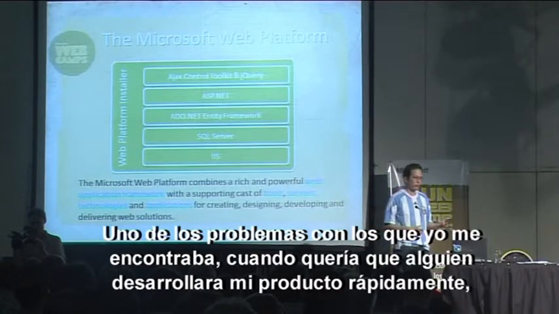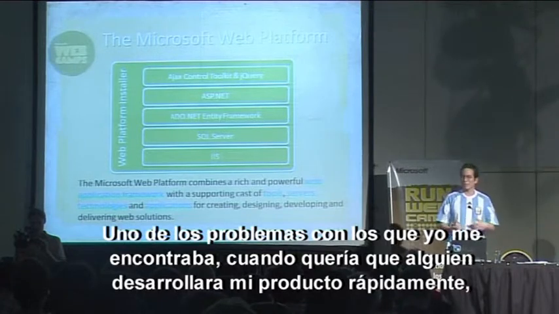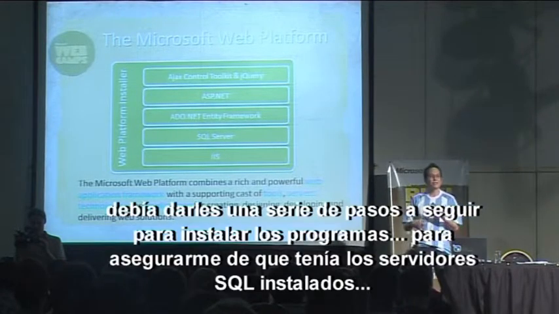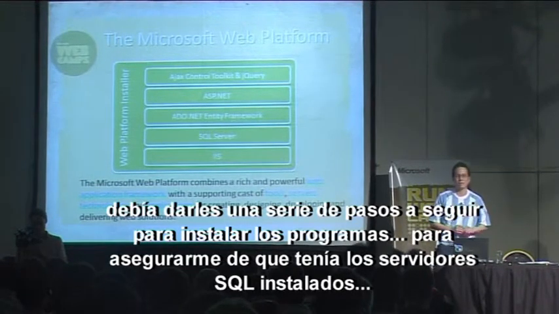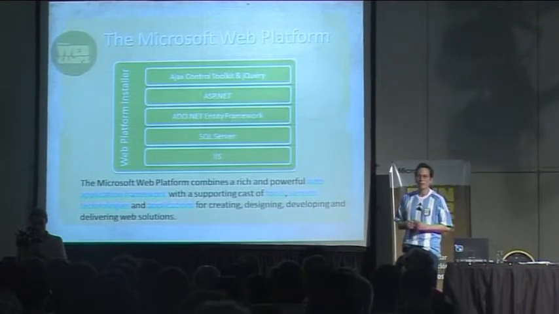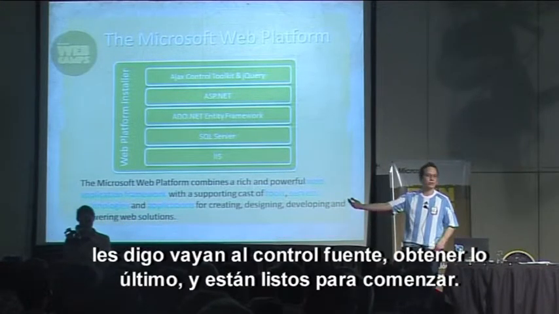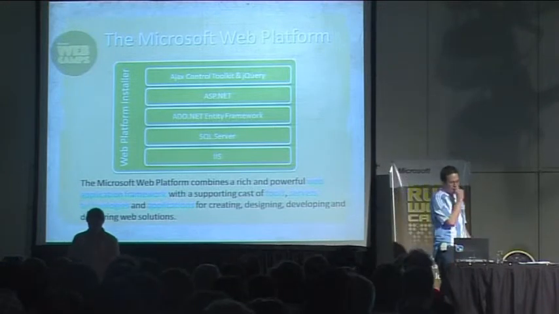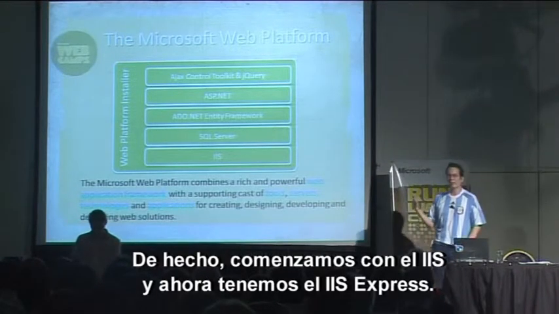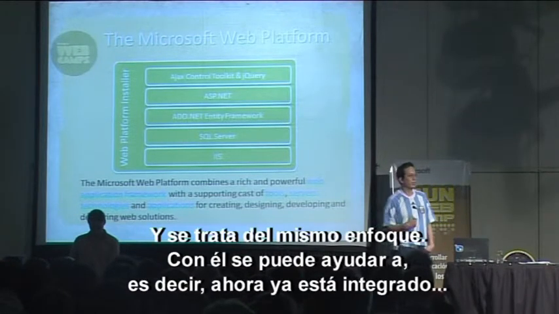One of the problems I've always run into is when I want to get someone else developing really quickly on my product, I have to give them a set of steps to set up, and I always tell them, make sure you have SQL Server set up, and here's the connection string. But with SQL CE, you can just package it in as part of your project, tell them, go to source control, get latest, and you're good to go. In fact, we've also done that with IIS in that we now have IIS Express, and it's the same approach.